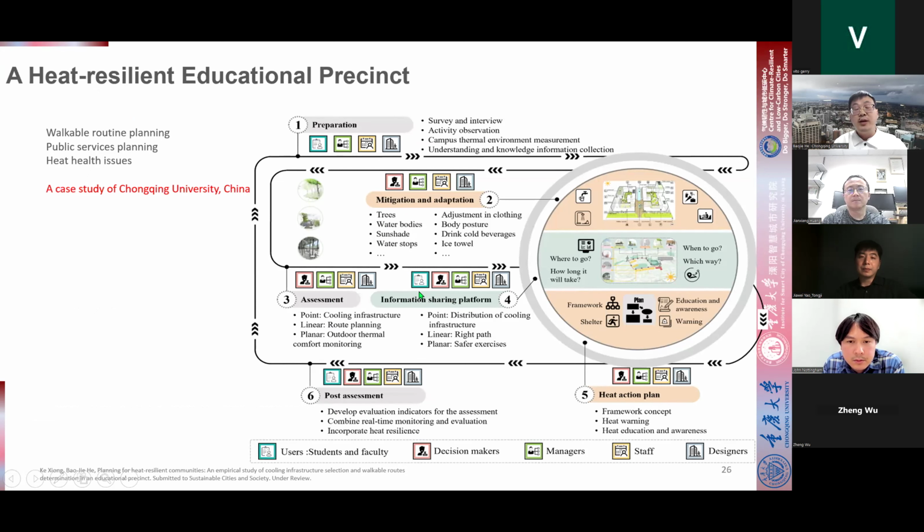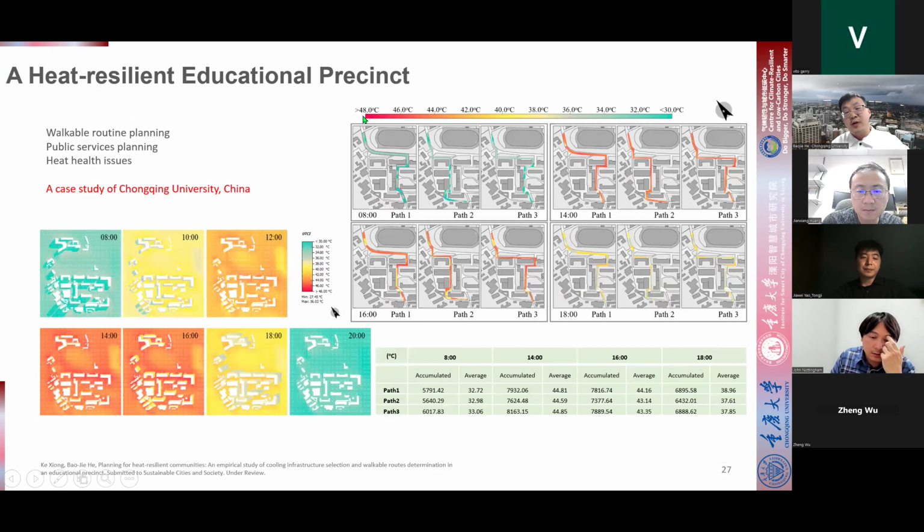And also we identify the walkable roads for the students and the staff when they walk from the dormitory to the office or to the classroom, and also identify the hotspots on different roads. And also in Chongqing University, you can see here on the map. So there are two tasks.